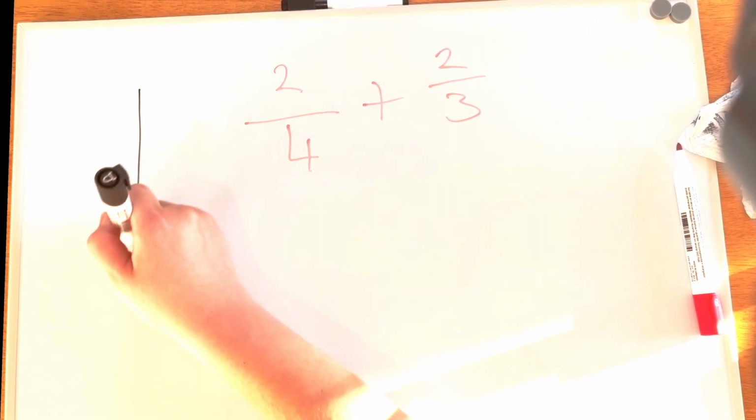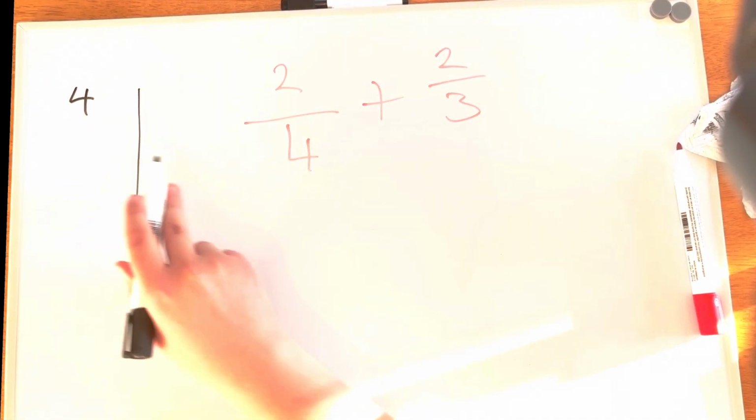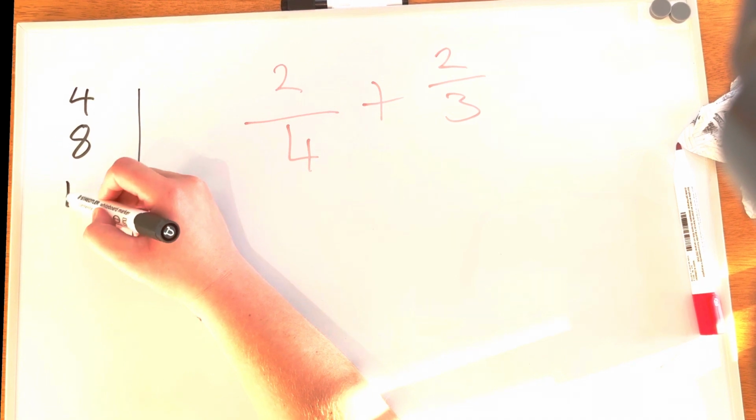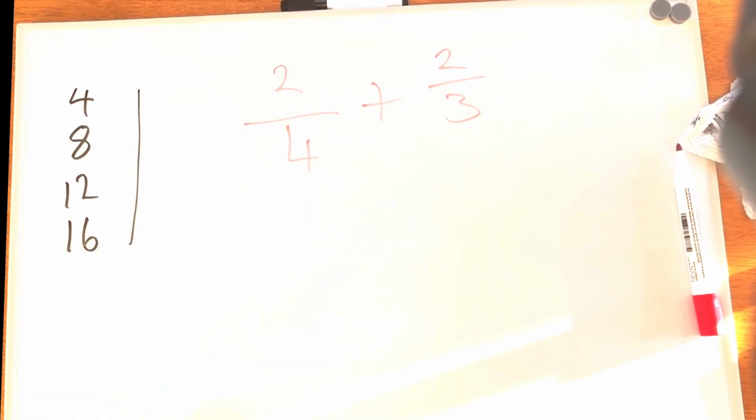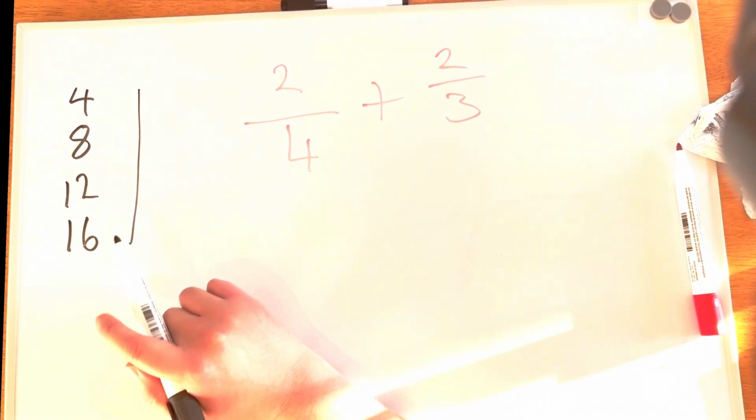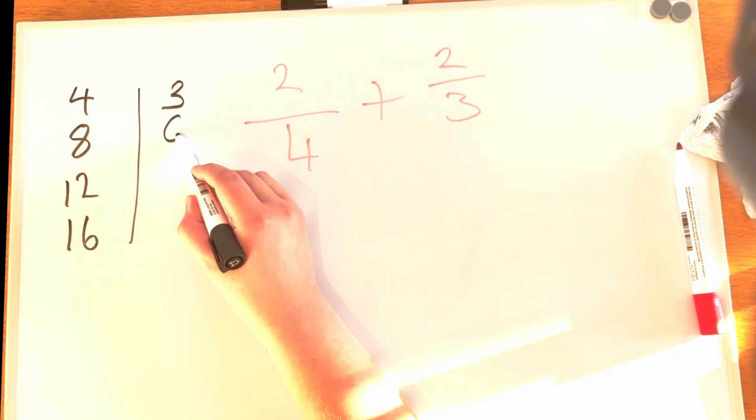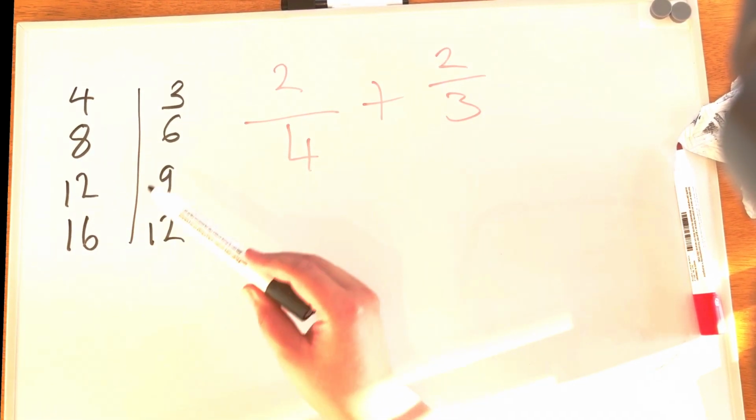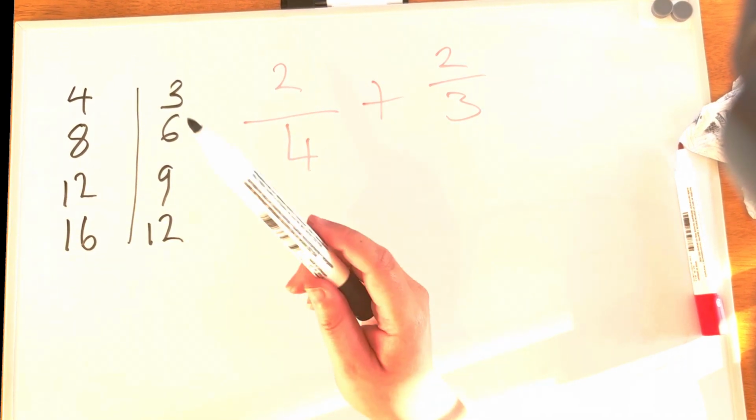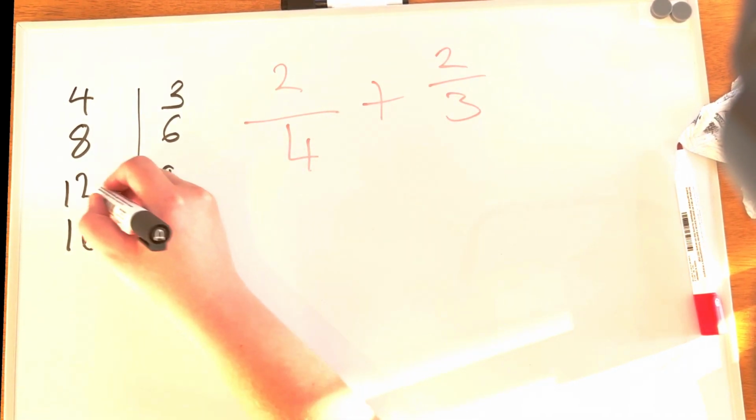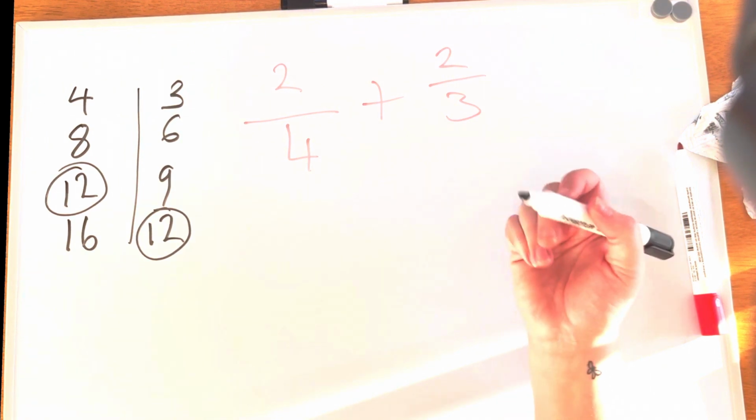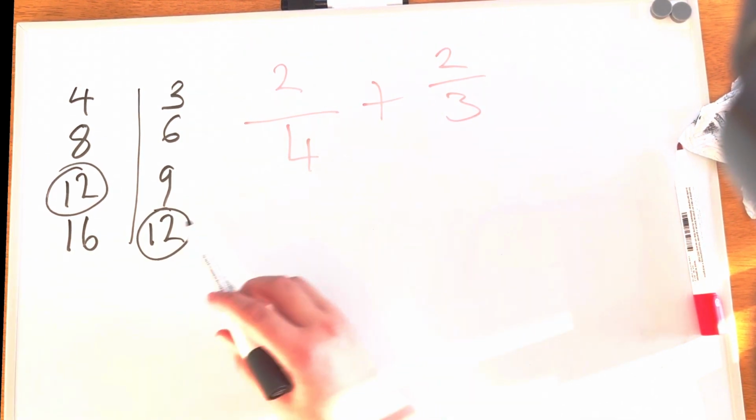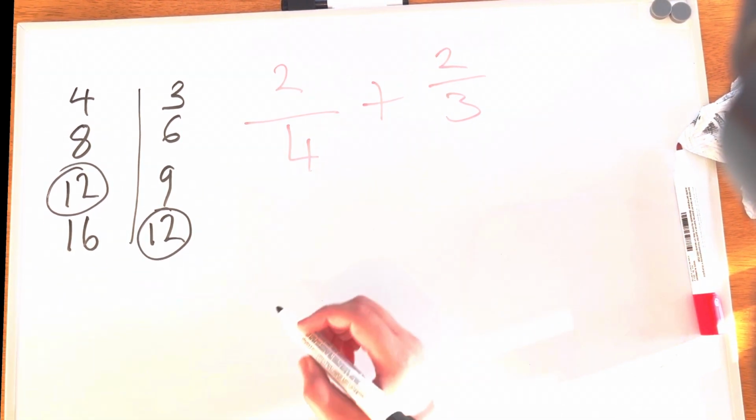So let's have a look here. My 4 times table, I'm going to write here: 4, 8, 12, 16. And I'm going to write my 3 times table here: 3, 6, 9, 12. Can we spot any that are the same? Yes, I can. 12 and 12. So my new denominator is going to be 12. So let's write out our new question.